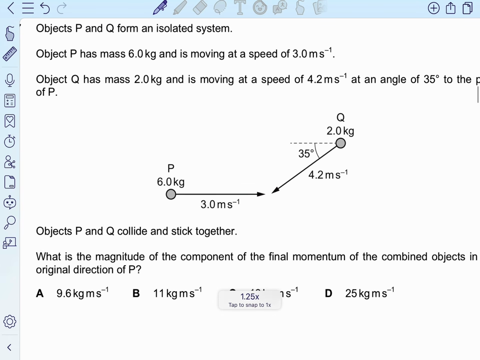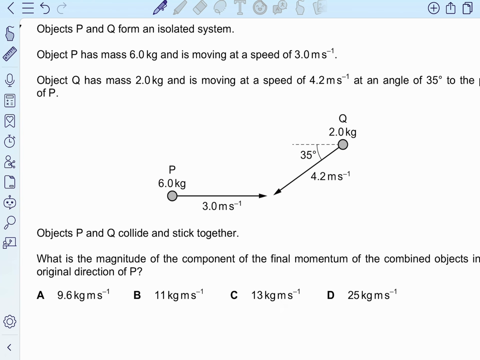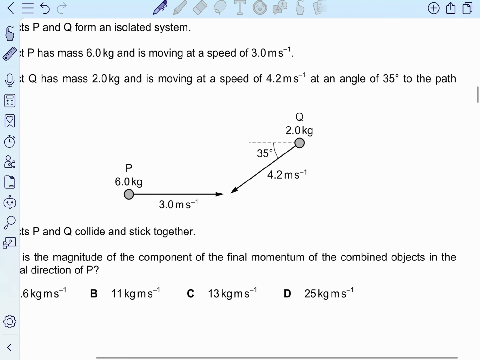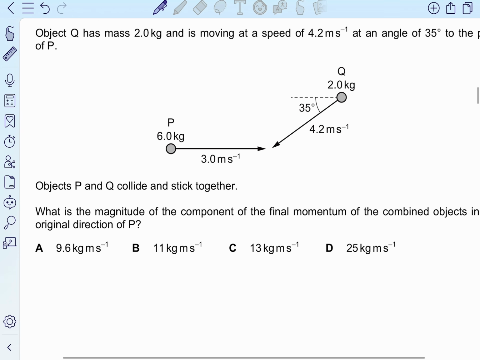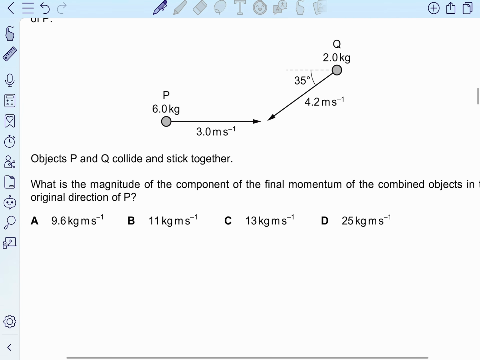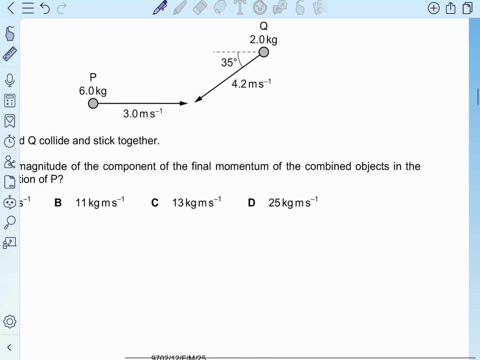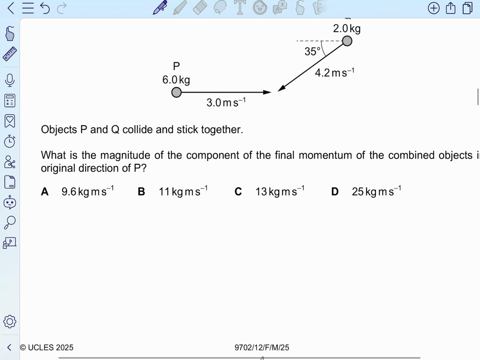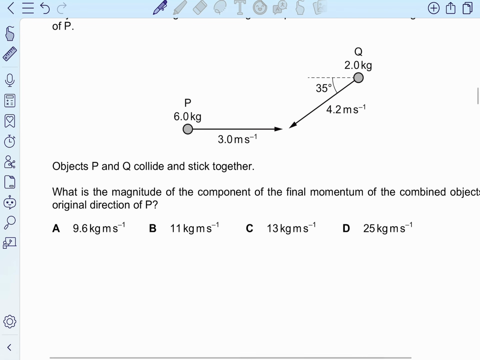Question number 7. Here it says that objects P and Q are forming an isolated system. Object P has a mass of 6 kg and a velocity of 3 meters per second, whereas object Q has a mass of 2 kg and is moving at 4.2 meters per second at an angle of 35 degrees to the path of P. P and Q collide and they stick together. What is the magnitude of the component of the final momentum of the combined objects in the direction of P? So we can basically find the momentum of P in this direction subtracted with the momentum of Q in this direction to get the final momentum in the direction of P, which is basically towards the right.